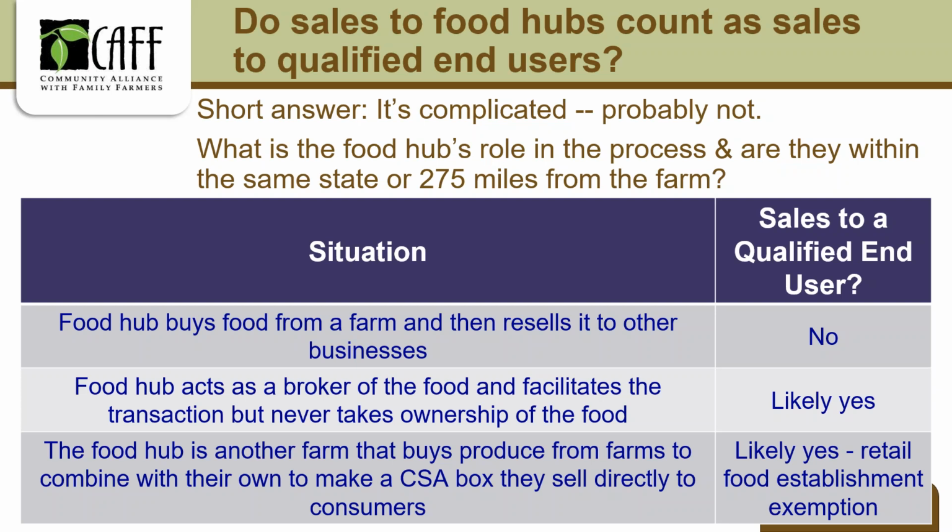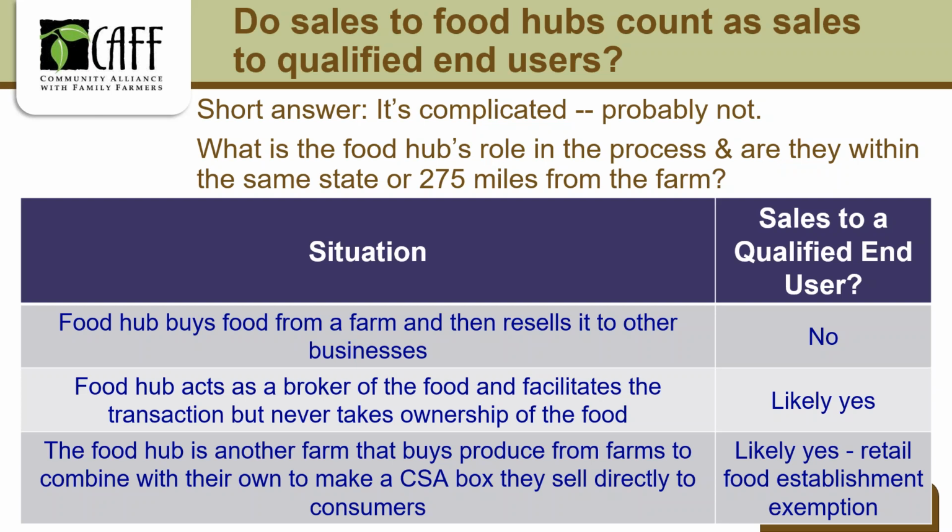So for example, in the situation below, the food hub buys food from a farm and then resells it to another business. That would definitely not count as sales to a qualified end user, because there is a formal step in the supply chain that happens, and the farm is not selling it directly to the end customer. They're selling it to a business, and then that business is selling it to the end customer.